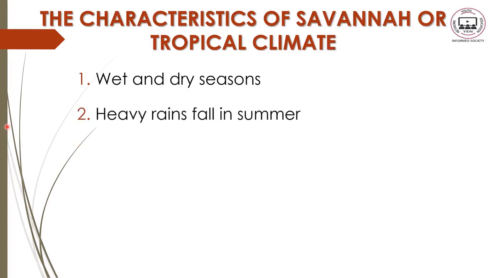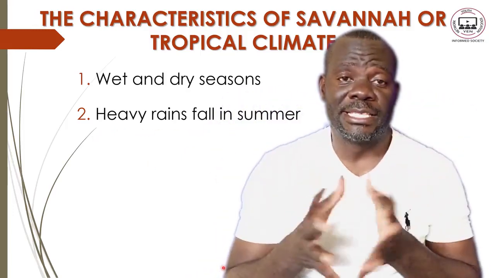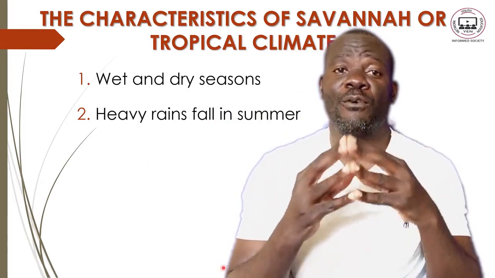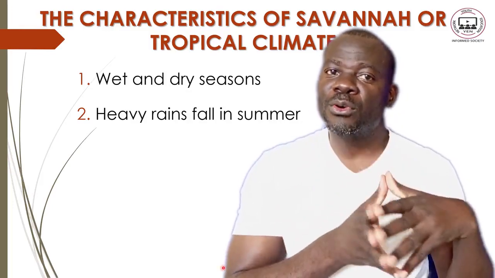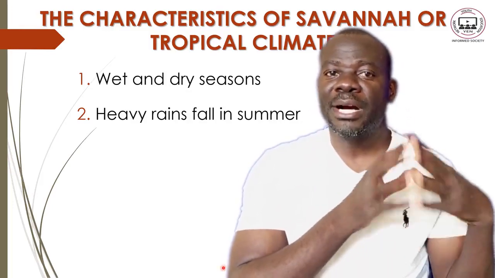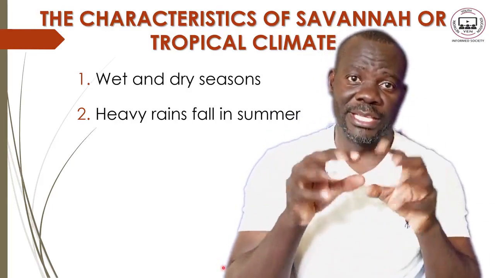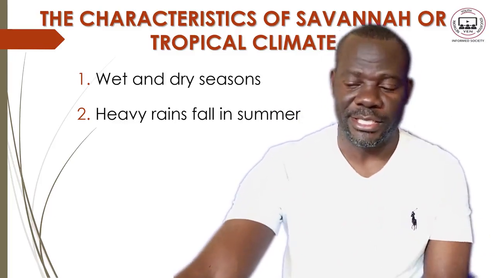Number two, heavy rainfall in summer. So heavy rains fall in summer. Summer period, we talk of from October, November, December. That is the period of summer. So there is heavy rains during that period. So we see one characteristic.